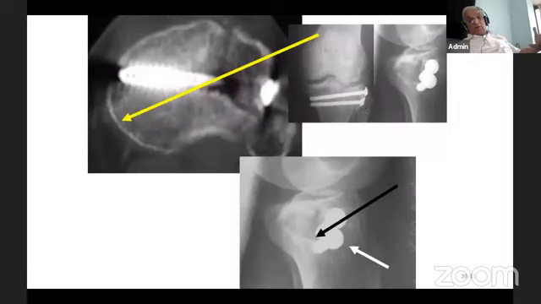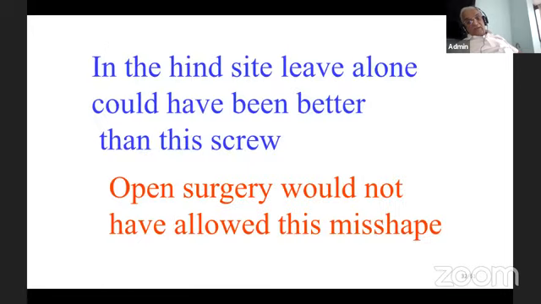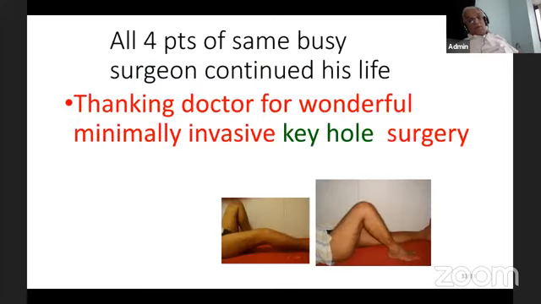So just in order to rely purely on the radiological picture and fix it up, this is how it went ahead. And once you did the CT scan, you realize it. In hindsight, a lag screw alone could have been better than this. Open surgery wouldn't have allowed this mishap. So I think this mini surgery, and he didn't even do the CT scan to find out where the fracture is. All 4 patients, the same busy surgeon continued his life, thanking the doctor for a wonderful minimally invasive keyhole surgery.